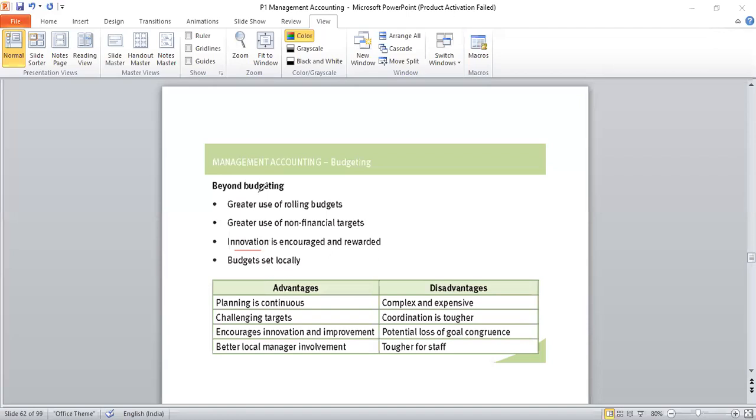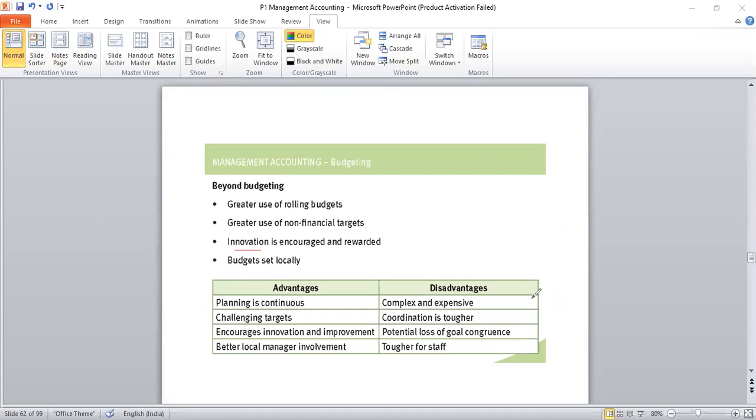What are the advantages of going beyond budgeting? Planning is continuous, challenging targets would be there. It encourages innovation and improvement, better local manager involvement. But what are the disadvantages? It is kind of complex. When everything is set and in place, facing that becomes much easier. But if it has to be spontaneously taken up, it is challenging. People who love challenges may find it motivating. But some who prefer to work in a planned environment, where everything is set in place, may not find it motivating. It becomes difficult for them to cope with the changes which take place.